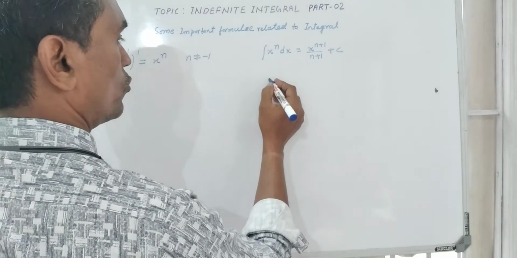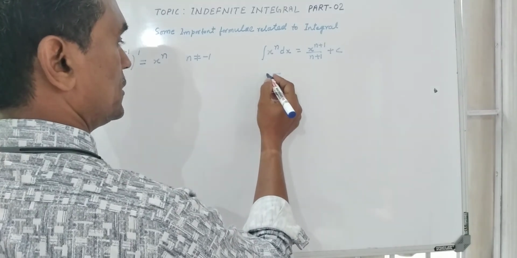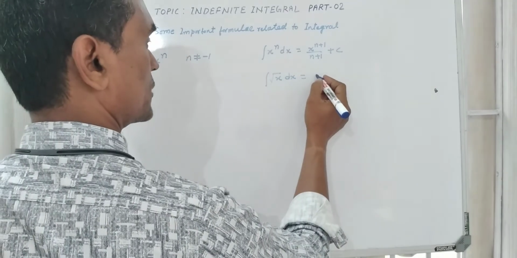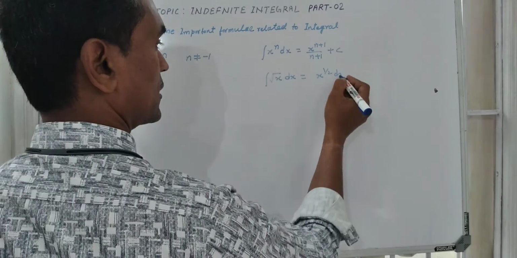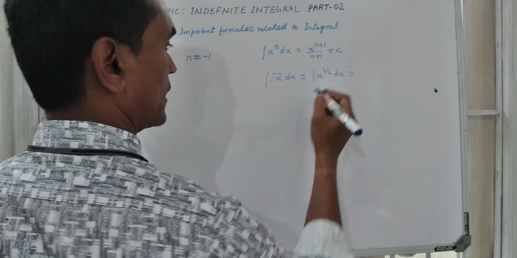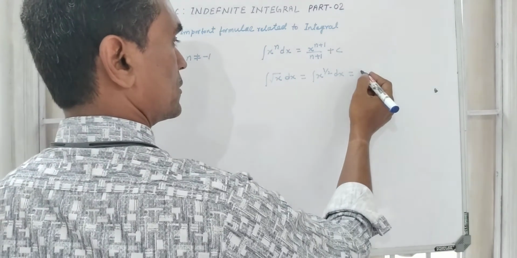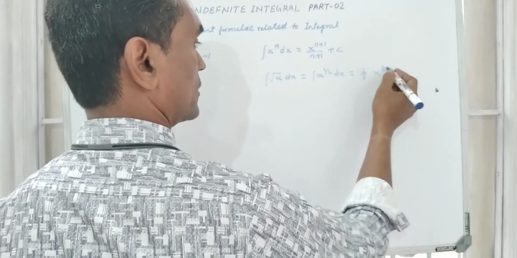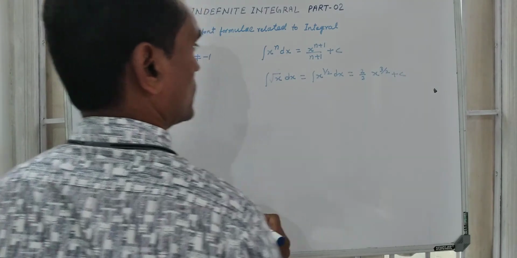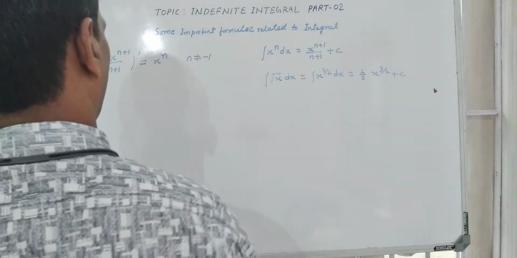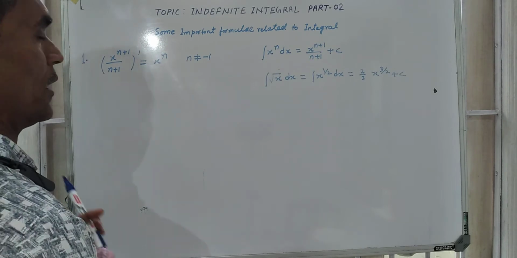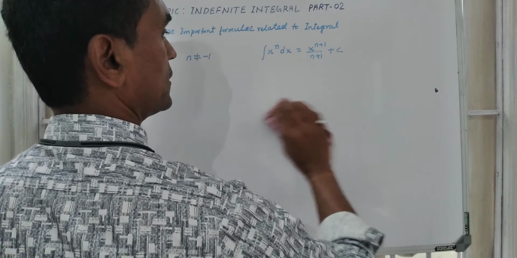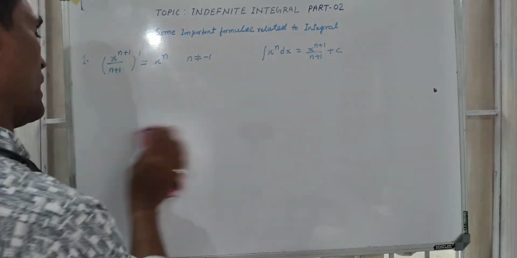Now root x, integral of root x, x to the power 1 by 2 dx. So directly we can write the answer here: 3 by 2, so 2 by 3 and x to the power 3 by 2 plus c. So this is a very important formula. We can apply this to find the integral of variable x having exponent other than minus 1.